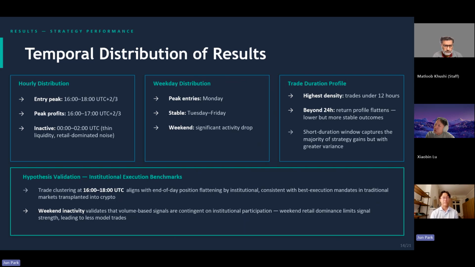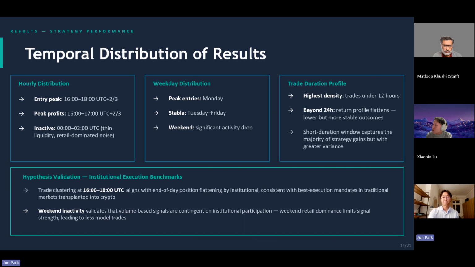Conversely, algorithmic activity sharply decelerates during weekends. Because these markets are 24/7, this collapse is driven entirely by the absence of institutional desk participation on Saturdays and Sundays. When institutional volume disappears, our volume-weighted signals lose their reliability, and the model correctly chooses to remain on the sidelines. Now, none of this was pre-programmed.